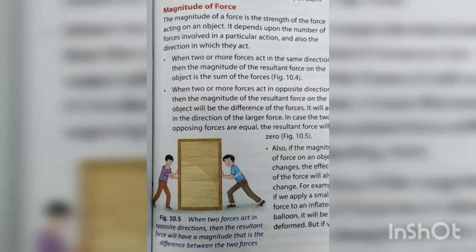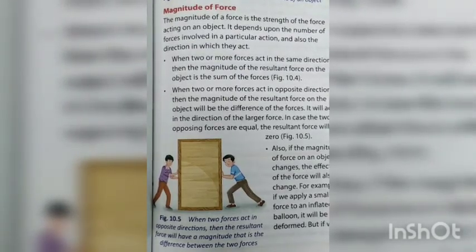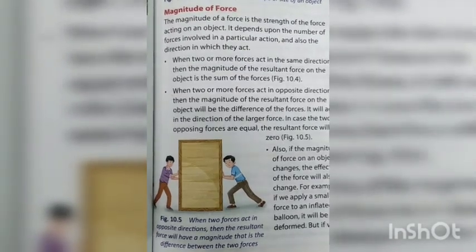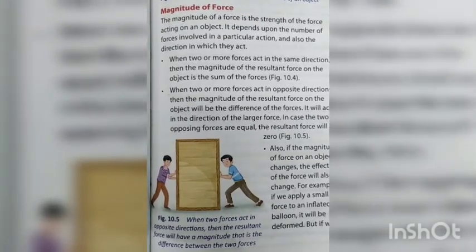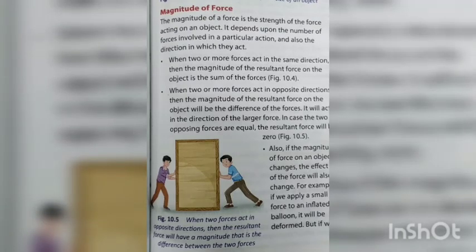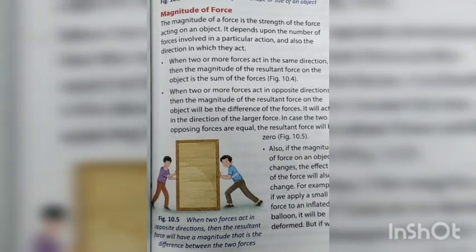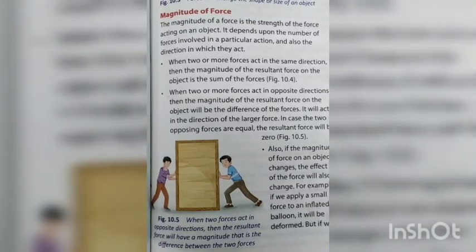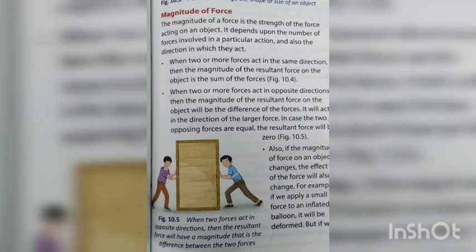In the previous day, we have seen about force and friction. In that, we have seen about magnitude of force. What is meant by magnitude of force? Magnitude of force is the strength of the force acting on an object. The magnitude of force depends upon the number of forces involved in a particular action and also the direction in which the object acts. Then we have seen 3 points regarding magnitude of force.